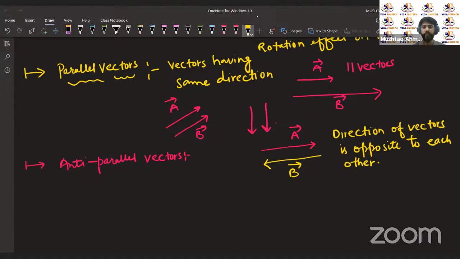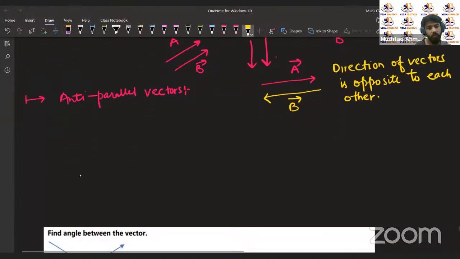If the direction of vectors is opposite to each other, even if the magnitude of the two vectors is different, we call those vectors anti-parallel vectors. Then there is another kind of vectors that we call collinear vectors. Collinear vectors are vectors along the same line.